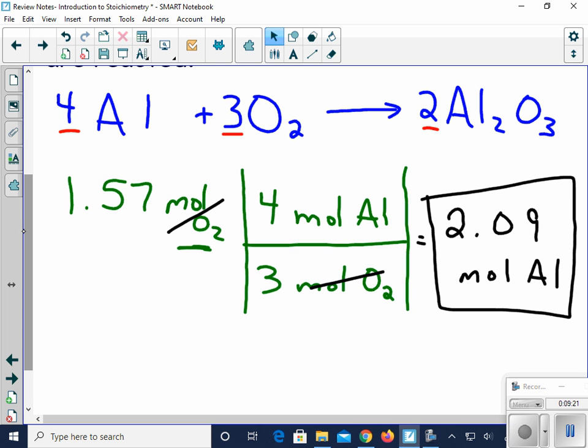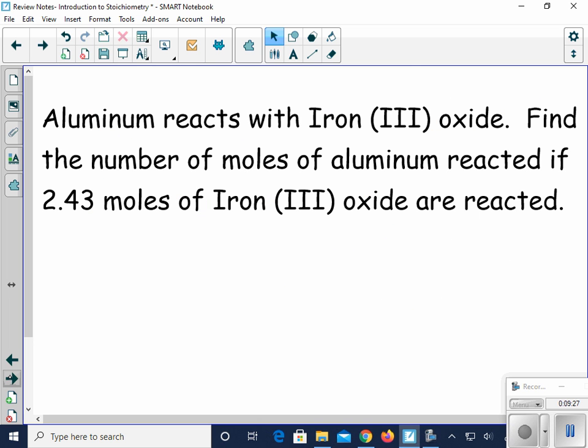Any questions thus far on this? All right, now go ahead and copy this example into your notes, and then we will work it. Now, this is a beautiful one because I just give you the reactants. So aluminum reacts with iron 3 oxide. Find the number of moles of aluminum reacted if 2.43 moles of iron 3 oxide are reacted.